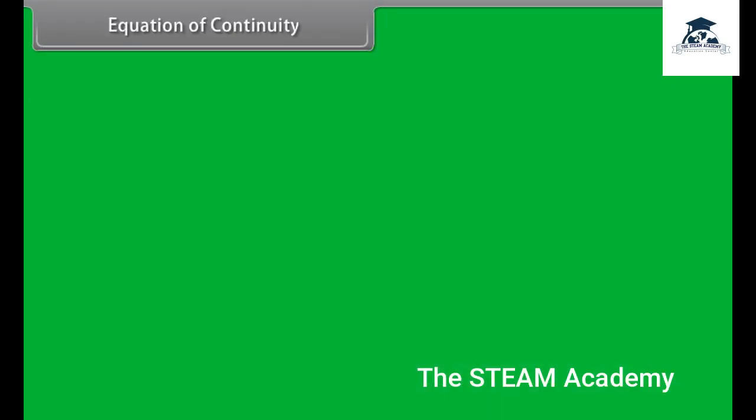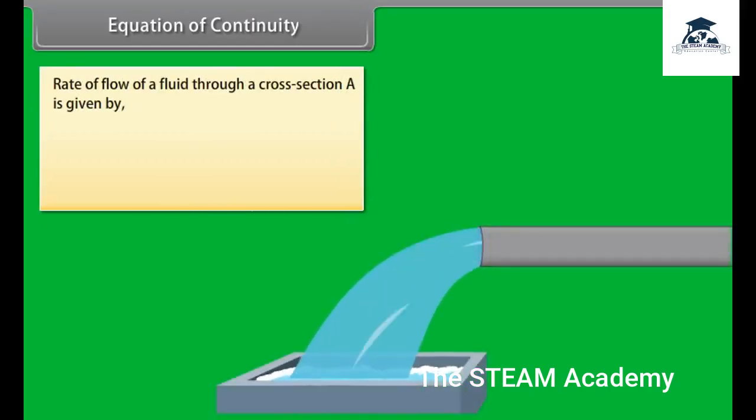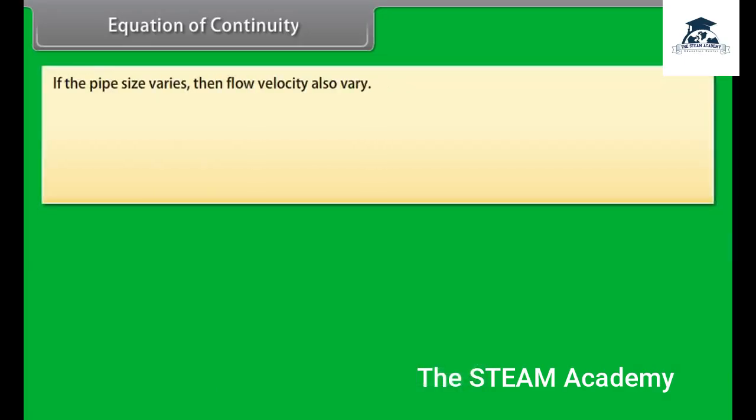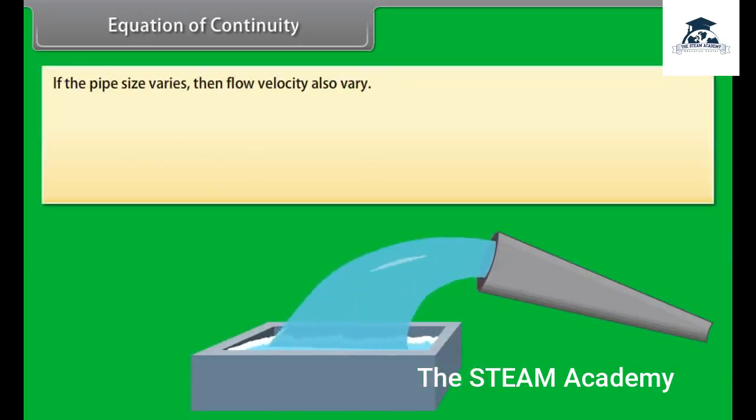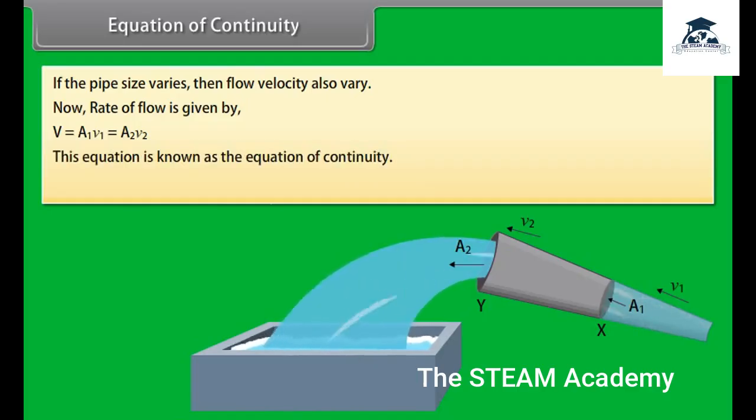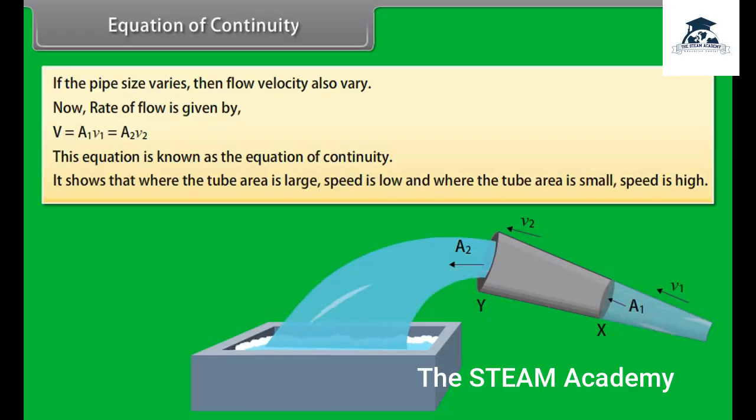Equation of continuity. The rate of flow of a fluid through a cross-section A is given by V is equal to A v, where v is the velocity of the fluid and capital V is the volume of the fluid. If the pipe size varies, then the flow velocity also varies. Now, the rate of flow is given by V is equal to A1 v1 is equal to A2 v2. This equation is known as the equation of continuity. It shows that where the tube area is large, speed is low, and where the tube area is small, speed is high.